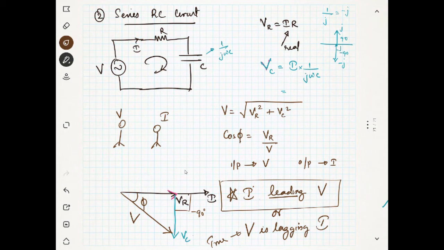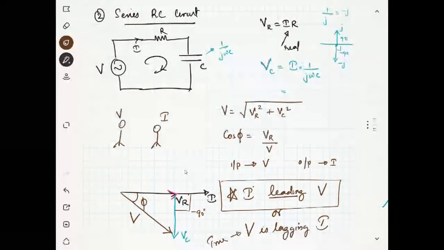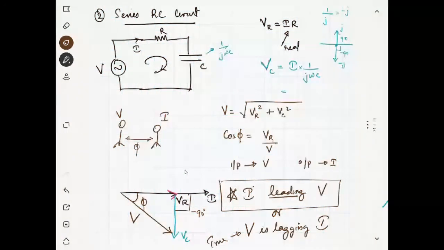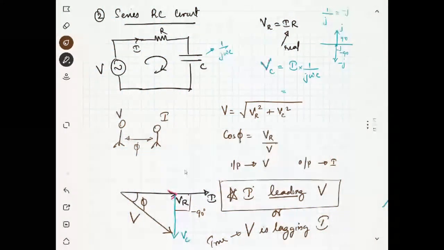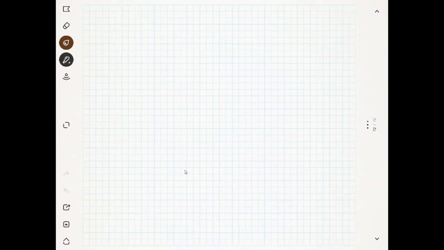Why can the voltage not change immediately? Because of the capacitor. The capacitor will not allow the change in the voltage immediately. That's why the capacitor will always try to oppose. So the phase difference between these is phi. You have to be very careful about this kind of circuit. I hope it is clear.